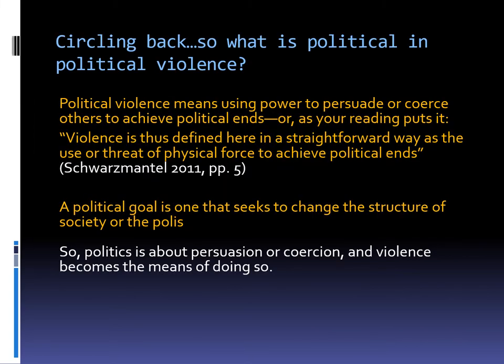So the reading that you read today, Schwarzmantel's introductory chapter, defines violence, political violence, very cleanly and clearly. It is thus defined in a straightforward way as the use or threat of physical force to achieve political ends. And that's something that we're going to keep circling back to, because this is our theoretical foundation for this course. We're not just looking at violence in and of itself, which is an interesting study. We are interested in the way that violence is tied to political goals, and we're focusing on states enacting it, which, as we're now recognizing, aren't the only actors that enact political violence, but this is the focus of our course because we did have to narrow it down in some way.